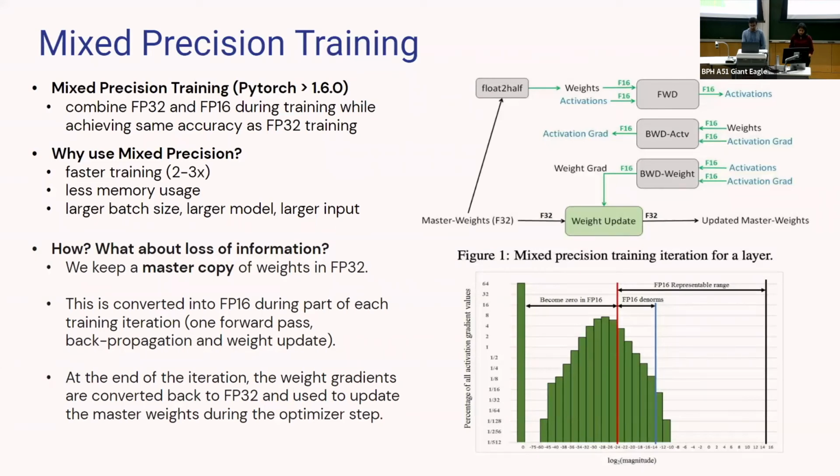So what about loss of information? The way we do it is we keep a master copy of the weights, right? And this is converted into floating point 16 during each part of the training iteration, during the forward and the backward pass, as well as the weight updates. At the end of the iteration, the weight gradients are converted back and then update the master weights. So that's how it works.